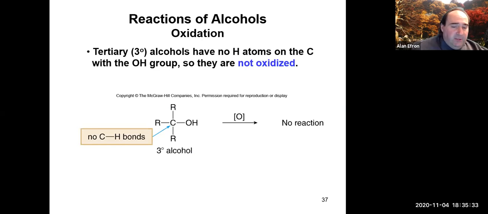Now, when we get to a tertiary alcohol, we are going to remove that H from the O, but we cannot do the oxidation reaction because there is no second H. So we are missing that second hydrogen that's needed for this oxidation to occur. And when we try to oxidize a tertiary alcohol, we will not get any type of product. Any questions on that there?